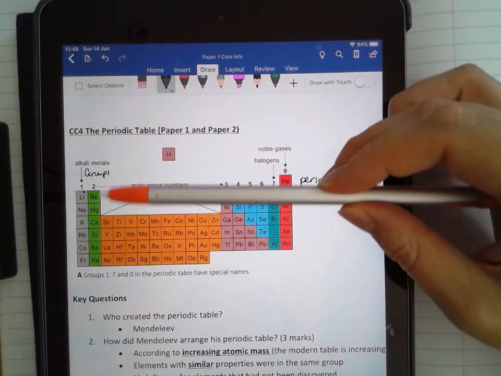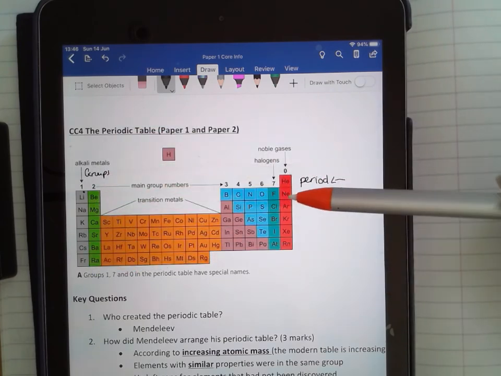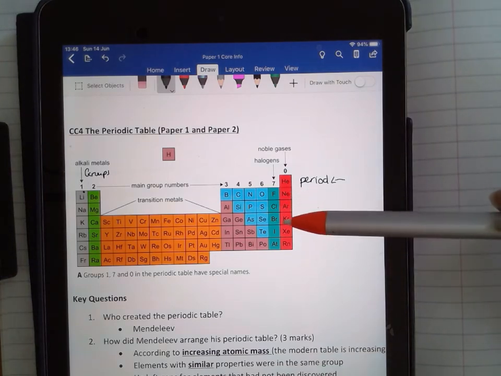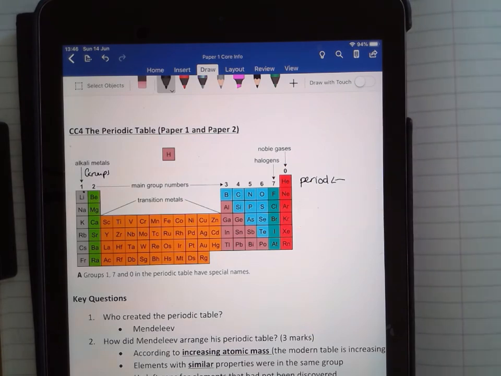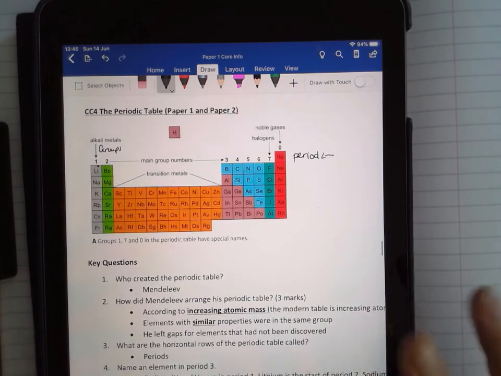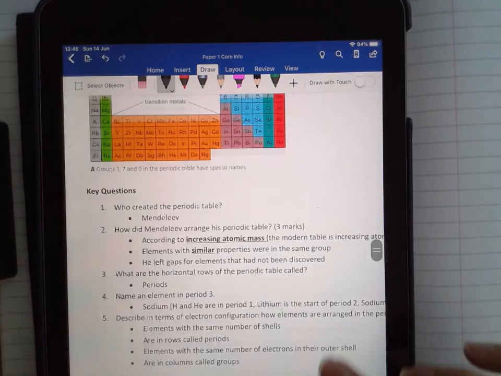Also, in terms of the rows they are in, every element in period 2 has 2 electron shells. If you're in period 3, you've got 3 electron shells. In period 4, you've got 4 electron shells. So again, they're not just put in the periodic table in a random order. They are all in specific places for specific reasons. Okay, so that's CC3 and CC4, atomic structure and the periodic table.